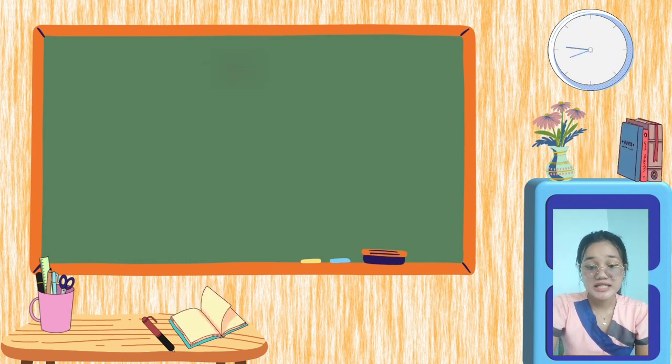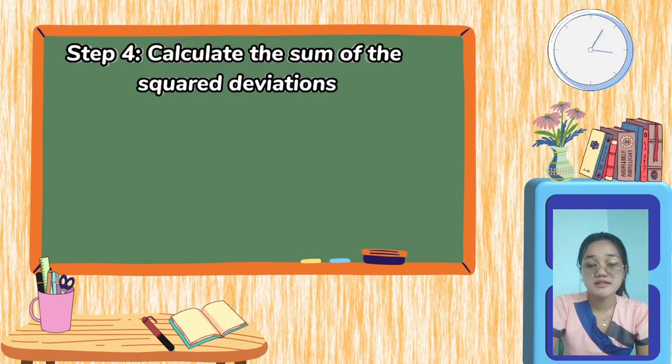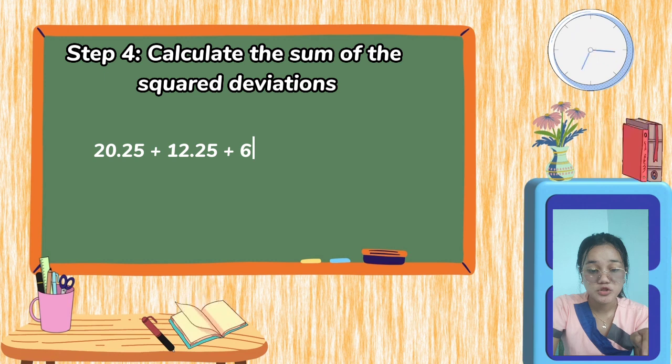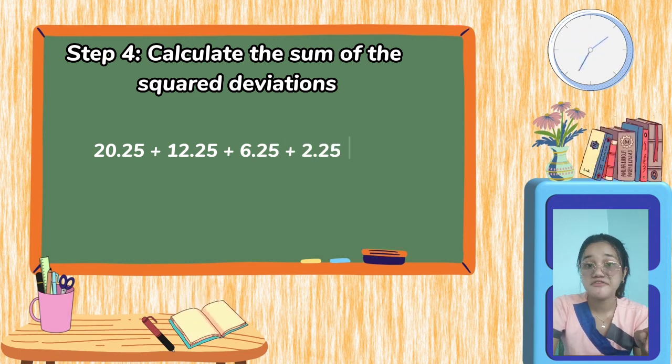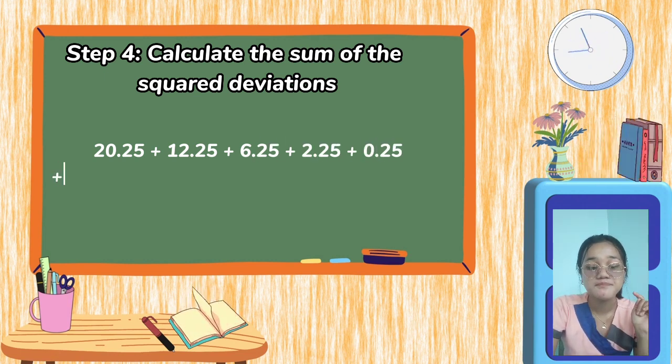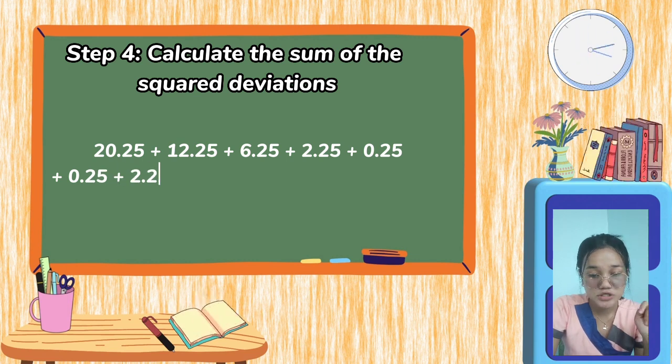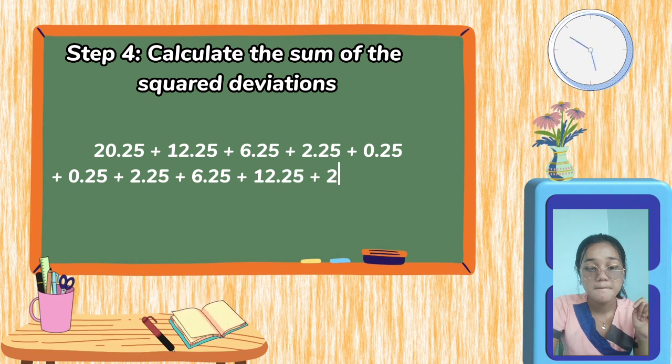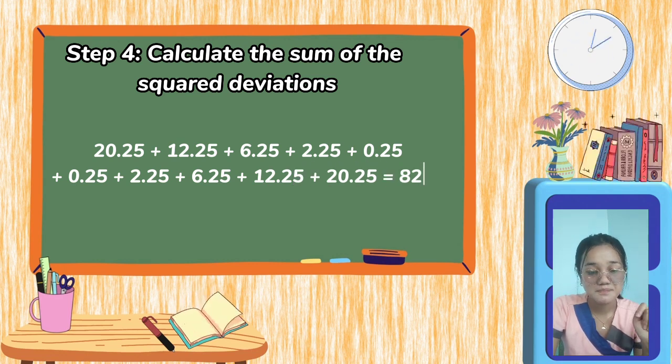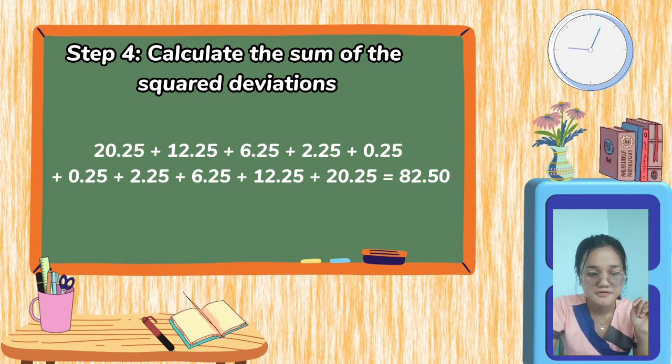And finally, in step 4, we calculate the sum of the squared deviations. Let's add up these squared deviations. 20.25 plus 12.25 plus 6.25 plus 2.25 plus 0.25 plus 0.25 plus 2.25 plus 6.25 plus 12.25 plus 20.25 is equal to 82.5.